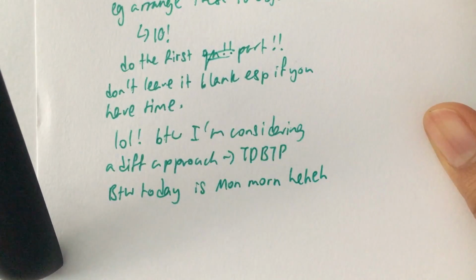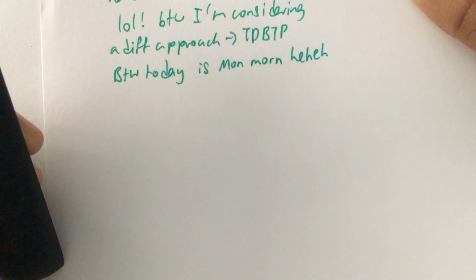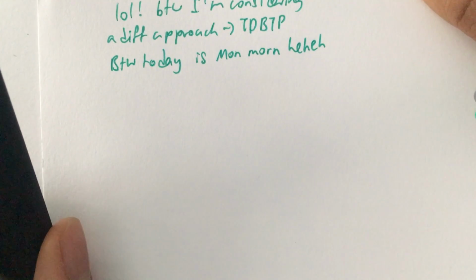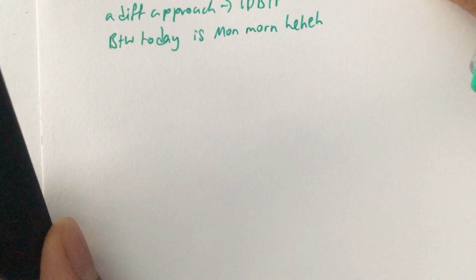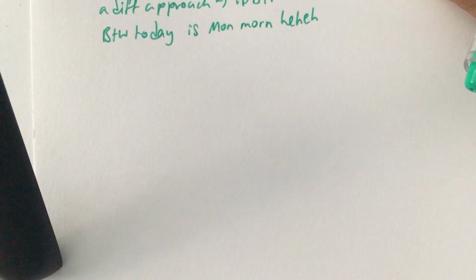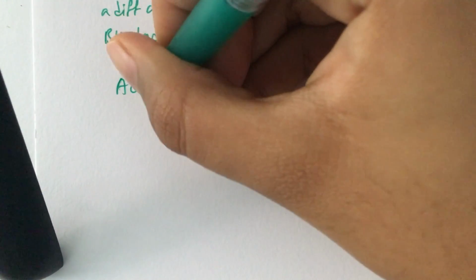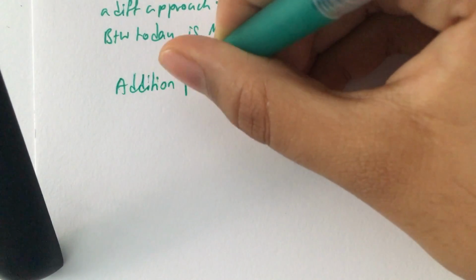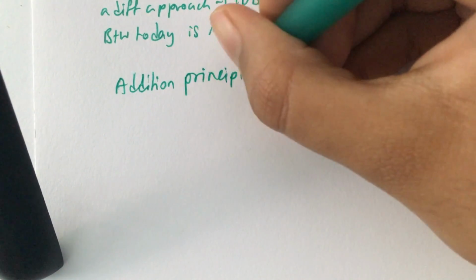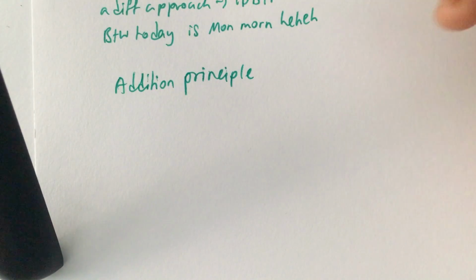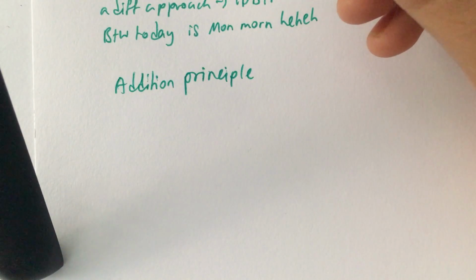So the first one is the addition principle, which is, okay, actually that one is just the most generic way of approaching it. So let's say the probability of, I don't know, getting red is 3/5, and then the probability of getting 1/7.